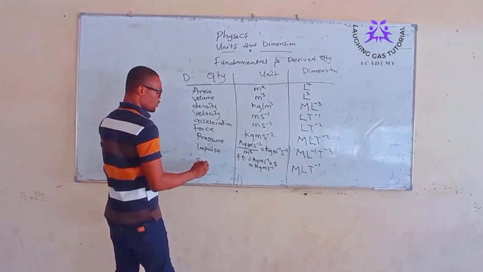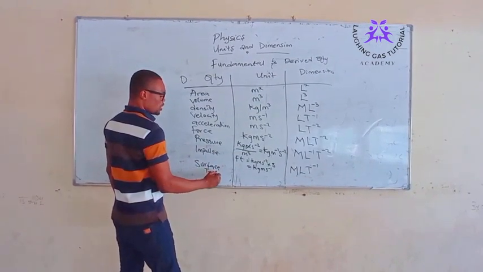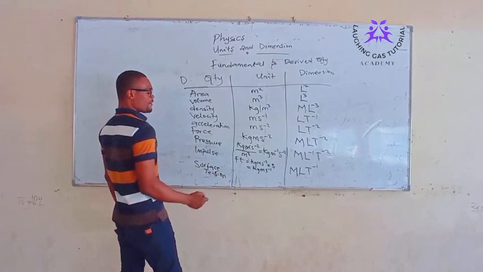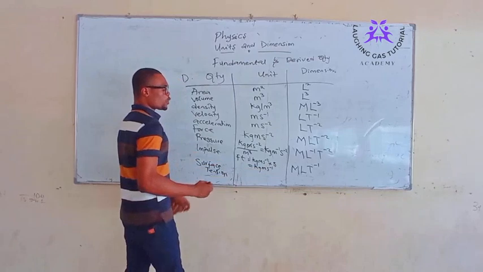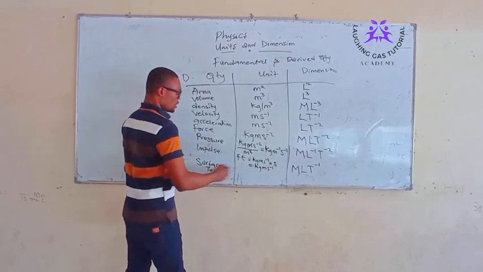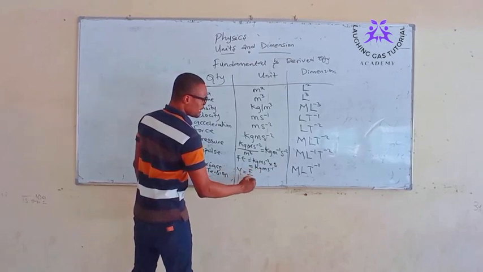And finally, we have surface tension. Remember that surface tension is the force that acts perpendicularly to the surface of a liquid. So that's, in a short form, surface tension is simply force per unit length.